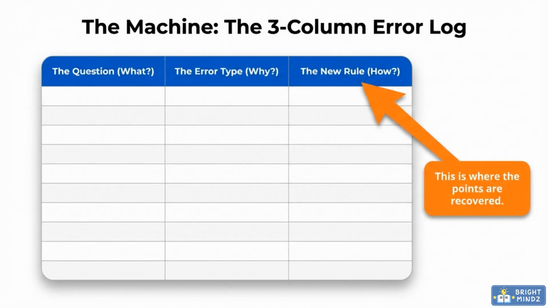Here's the system that quietly turns every bad exam into your training partner. After any test, don't just ask, "What was my score?" Ask three things. What exact questions did I lose marks on? Why did I lose them? Timing, misread, careless step, weak concept, and most important, what new rule or habit will stop this happening again? That last step is where marks are recovered because every mistake gets converted into a practical rule for the next exam.